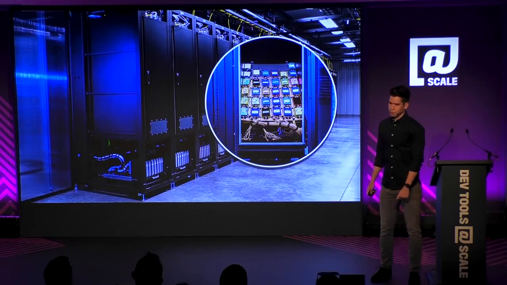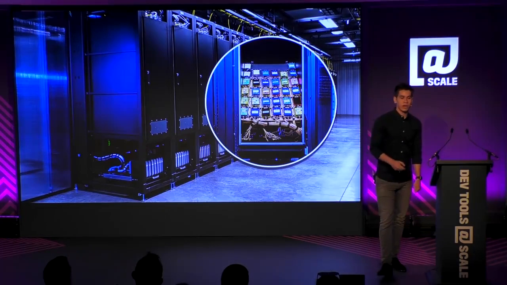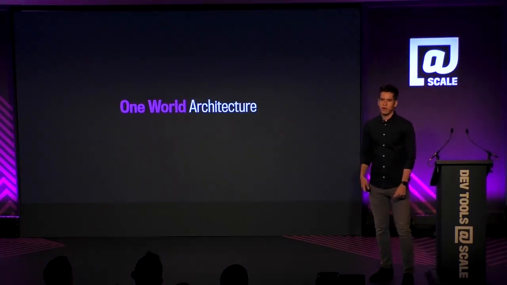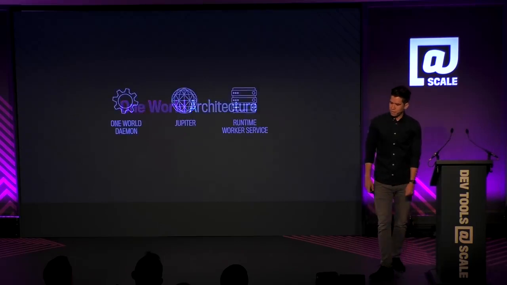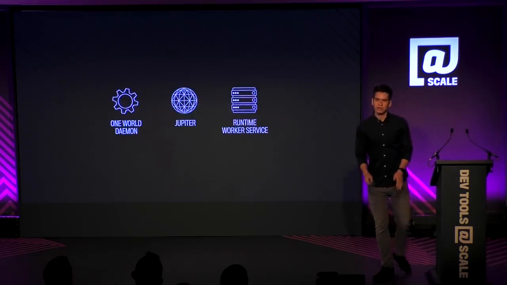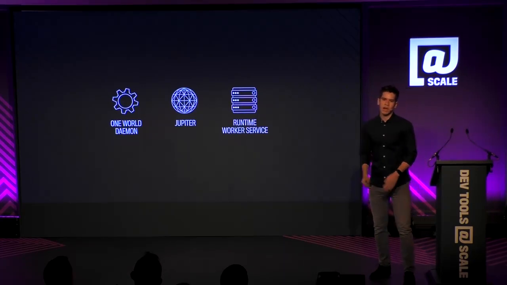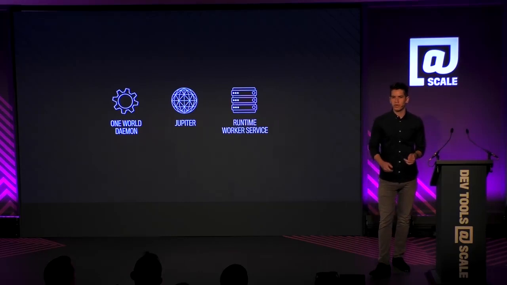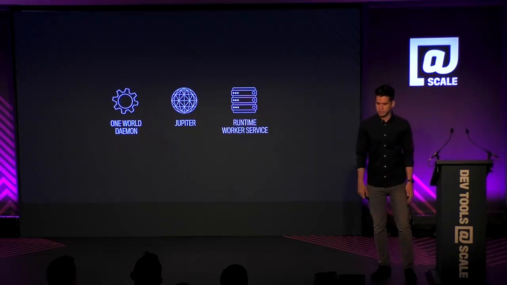So given that we have a resource management system, let's take a look at the architecture, how we build a system like this. Basically, OneWorld could be divided into 3 main components. I'm going to go into deeper detail on each one of them, but first of all, let's take an overview of how everything works together.